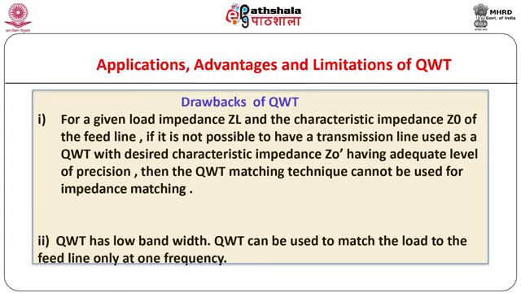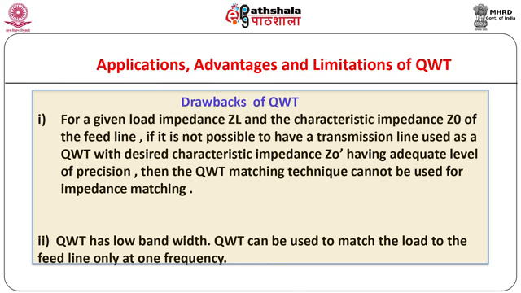Though simple and useful, QWT suffers from some drawbacks. For example, for a given load impedance ZL and the characteristic impedance Z0 of the feed line, if it is not possible to have a transmission line used as a QWT with the desired characteristic impedance Z0 dash having an adequate level of precision, then the QWT matching technique cannot be used for impedance matching. QWT can be used to match the load to the feed line only at one frequency.